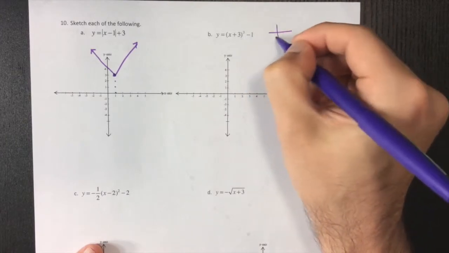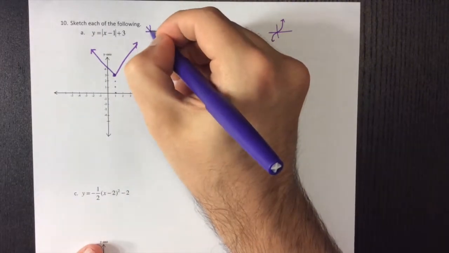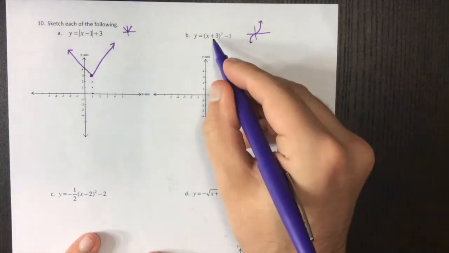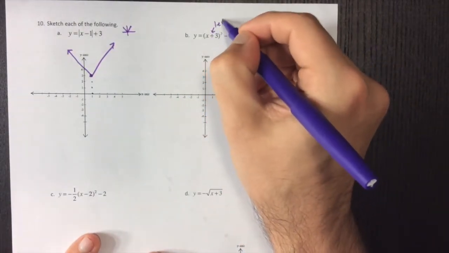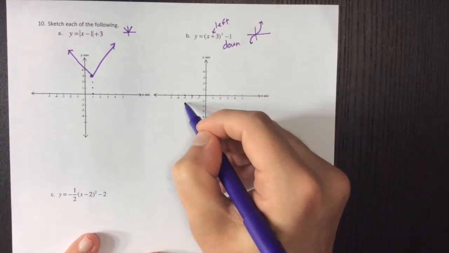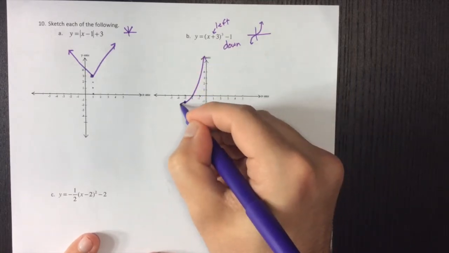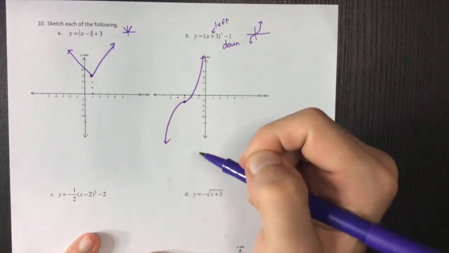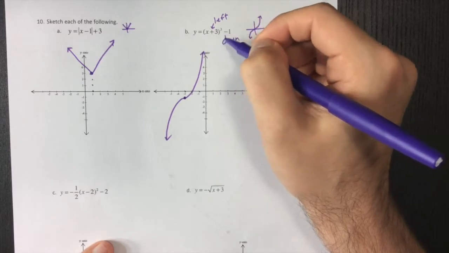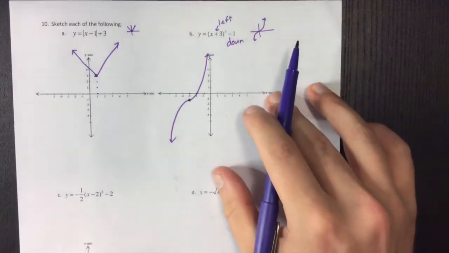Here, my parent function is an x cubed graph. And likewise, my parent function was a V. All of these start at the origin. That's why we shift from the origin. So this is left 3, down 1. So 1, 2, 3, down 1. And then if I'm just doing a basic sketch, I'll look something like that. I can test for where my y-intercept would be, which is 27 minus 1. So my y-intercept is way up there at 26. So that's kind of what my graph looks like.